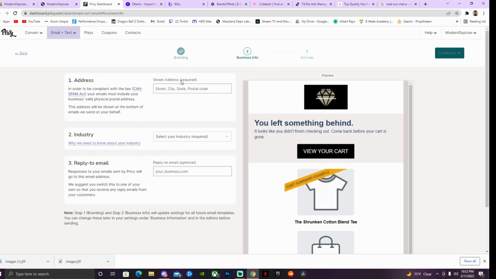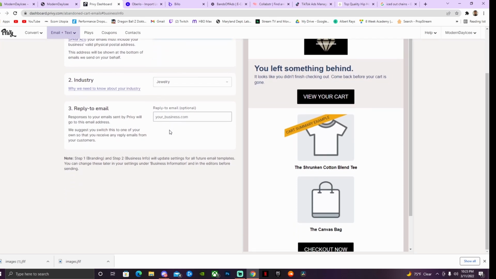You don't need to do any of this because you're running digital products. You don't really need an address, industry, none of that. So for the industry, I would have jewelry, free state. Okay, so it's saying that address is required. But let me see.